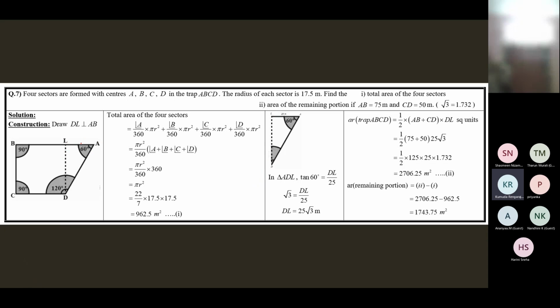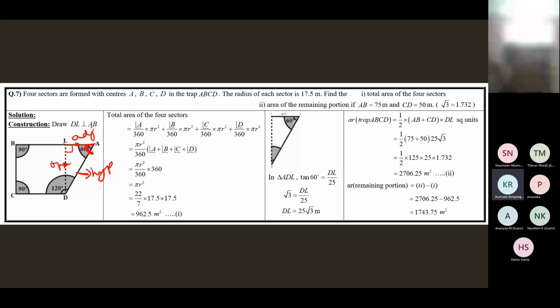For angle A, DL is the opposite side, and AL is the adjacent. Sorry, let me start from the hypotenuse. In the right triangle, AD is the hypotenuse. Now we have these two sides. For angle A, this is the adjacent side, and this is the opposite side. This is the hypotenuse.